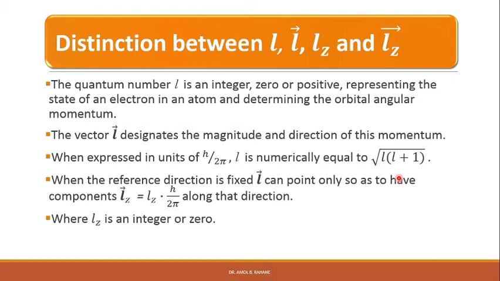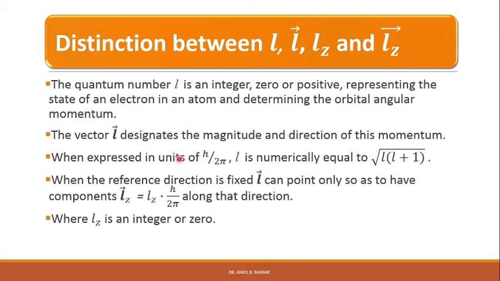Before moving further, let us remind again the distinction between L, L vector, Lz and Lz vector. The quantum number L is an integer, 0 or positive, representing the state of the electron in an atom and determining the orbital angular momentum. The vector L designates the magnitude and direction of this momentum, that means the orbital angular momentum.